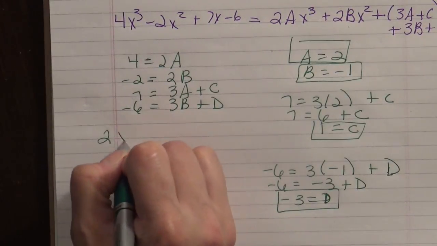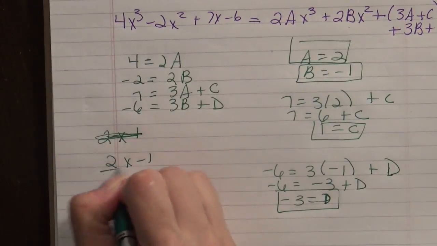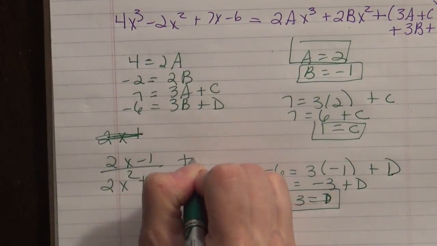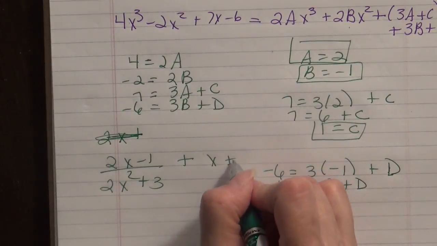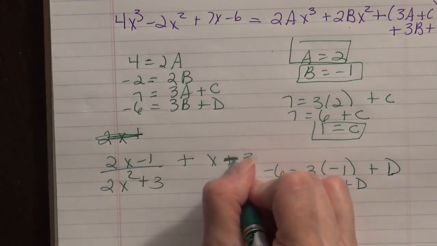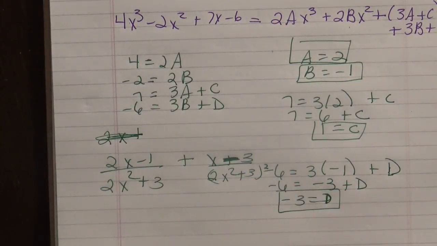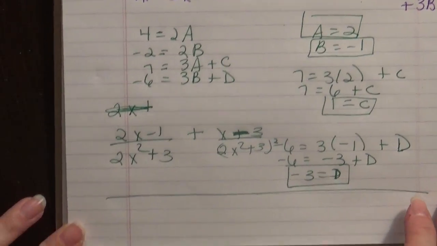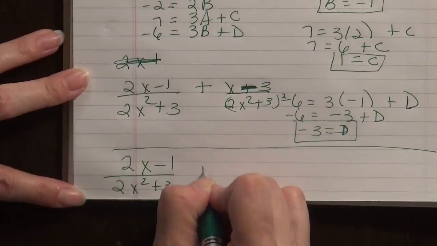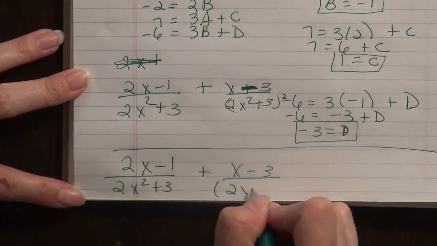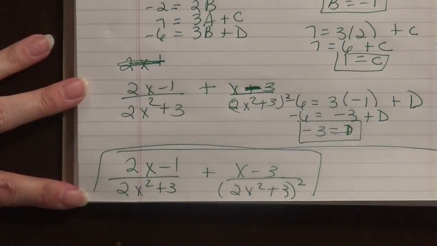2x minus 1 over 2x squared plus 3, plus c is 1, so x plus negative 3, or minus 3, because d was negative 3, x minus 3, over 2x squared plus 3 quantity squared. And that is, I'm sorry, let me rewrite that. That's squeezed in pretty tight there. So my answer came out to be 2x minus 1 over 2x squared plus 3 plus x minus 3 over 2x squared plus 3 quantity squared. And that's my answer for example 5.